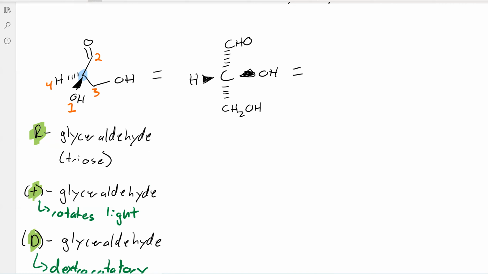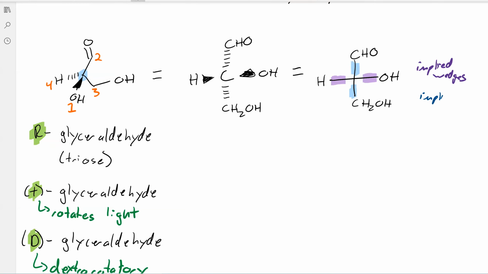And then basically what we do is we get rid of the wedges and the dashes, and that's our Fischer projection. So up here we have our aldehyde. Down here we have the carbon attached to the alcohol. Here just the alcohol, and then here's the hydrogen. So over here and over here there are implied wedges, and then over here and over here, there are implied dashes. And this is what's known as a Fischer projection. It's just another way to draw these sugars.